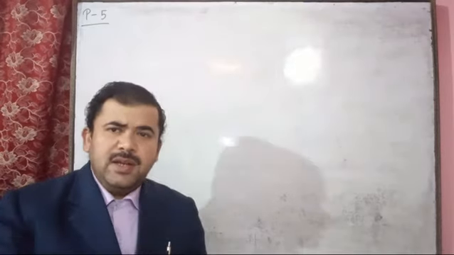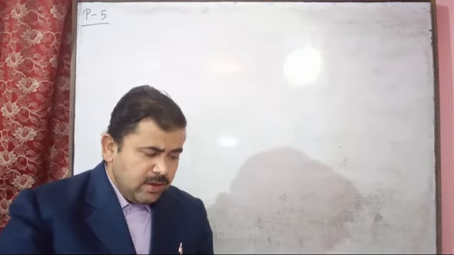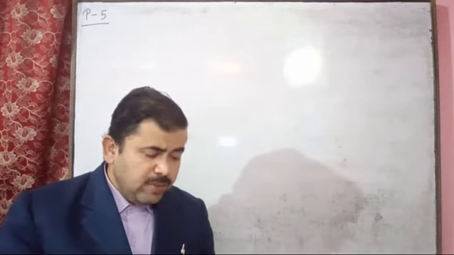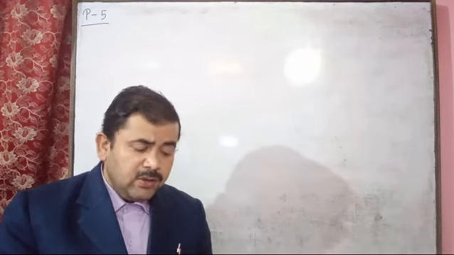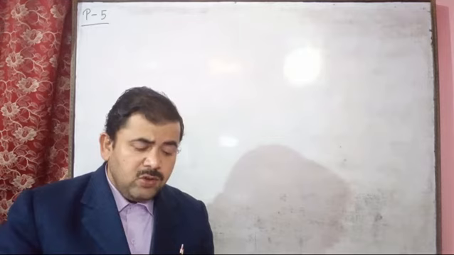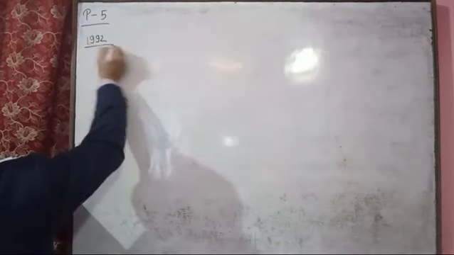Next, questions and answers. See page number 123, and here question number 1992. A fixed volume of a gas occupies 760 centimeter cube at 27 degrees Celsius and 70 centimeter of Hg. What will be its volume at STP? So in this question number 1992, all the information we will write.